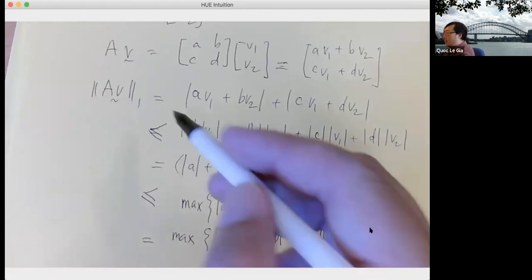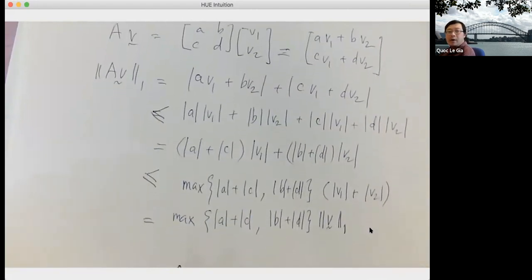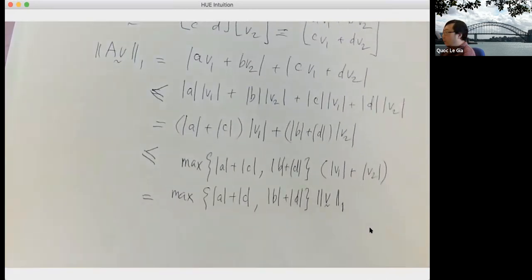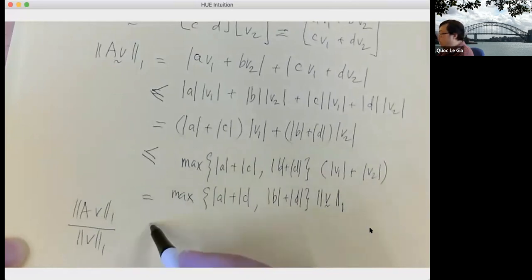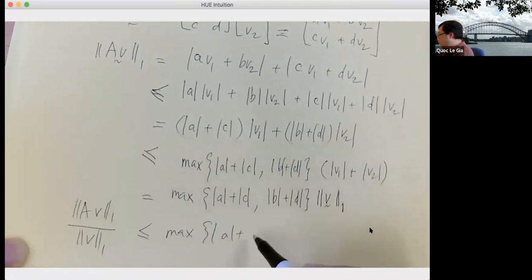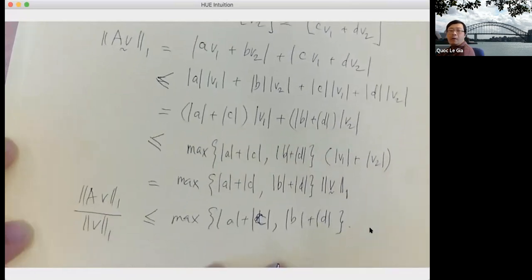So now I divide the left and the right by the norm of v, the one norm. If I divide it, then I have a v1 divided by v1 less than or equal to the max of a plus c, b plus d in absolute value.